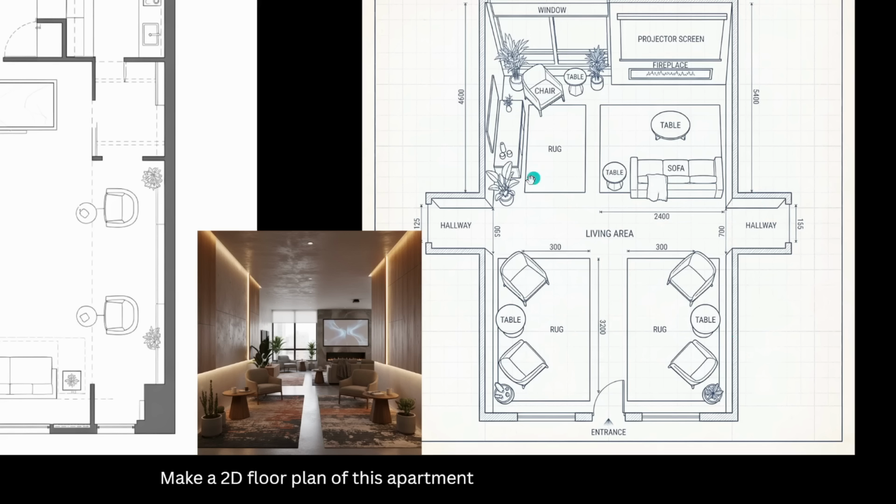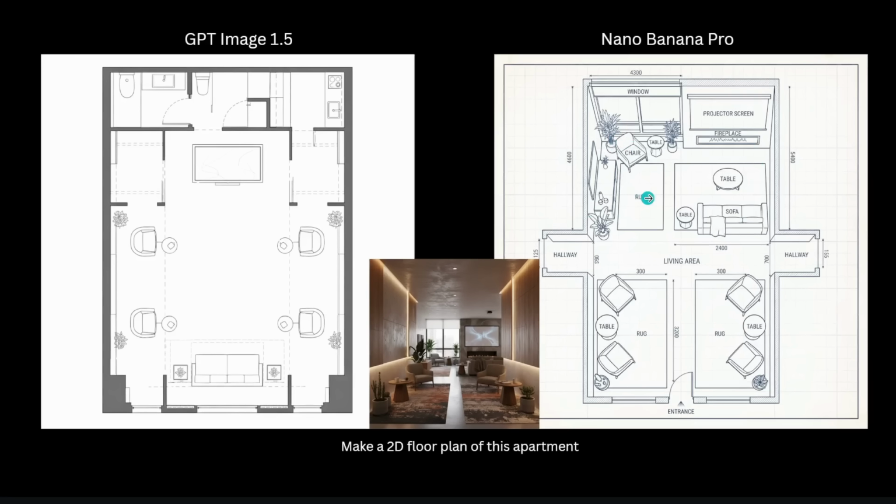Now, this generation is still not perfect. For example, it decided to add 2 extra chairs here, even though that's not in the original image. But nevertheless, in terms of the overall arrangement of things in this scene, Nano Banana is a lot more accurate than GPT Image 5. So here the point would have to go to Nano Banana Pro.